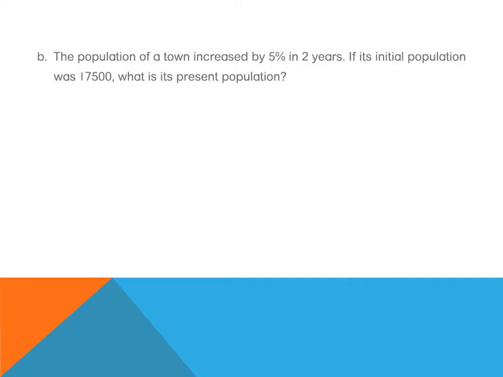First of all, try to understand what the question is asking you. 2 years ago, the population of the town was 17,500. Within these 2 years, the population increased by 5%. So what is the population of the town now, that is today? Pause the video, try to do this yourself. After that I will show you the answer.